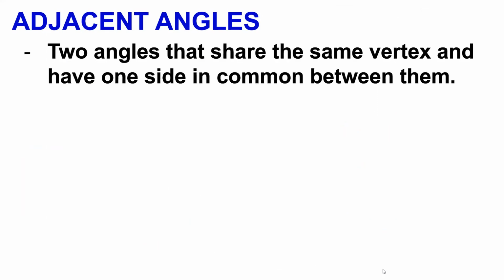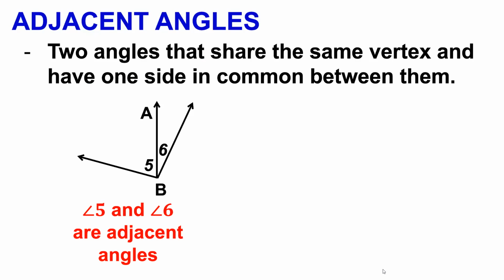Aside from the congruent angles, let's move on with the adjacent angles. When we say adjacent angles, these are angles that share the same vertex and have one side in common between them. Adjacent in Tagalog is magkatabi, magkadikit. So in here, we have angle 5 and angle 6. They are adjacent because they share one common side between them, and that is ray AB. So given that ray AB is the common side of these two angles, we can say that angle 5 and angle 6 are adjacent angles. In Filipino, magkadikit or magkatabi na angles.